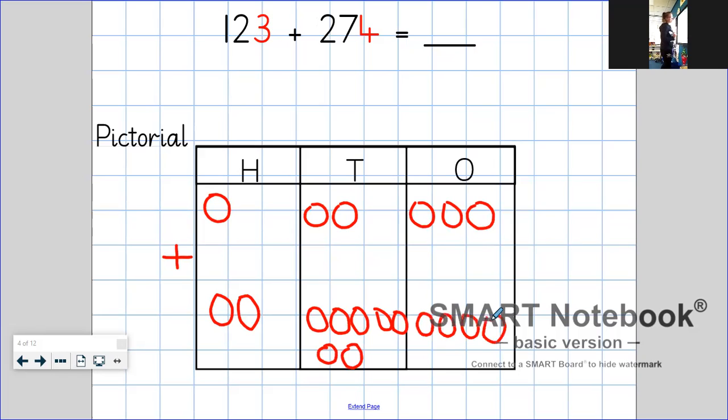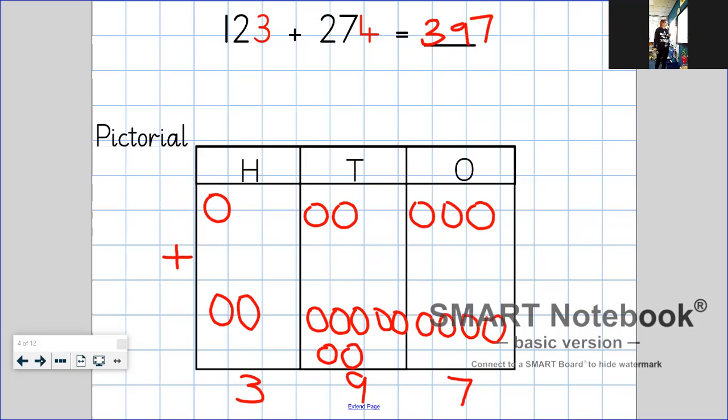Brilliant. I always start with my ones, superstars. I've got 3 add 4 is 7. I've got 2 tens add 7 tens is 9 tens. And I've got 100 add 200 is 300. My answer is 397. That's how you do it pictorially, guys.